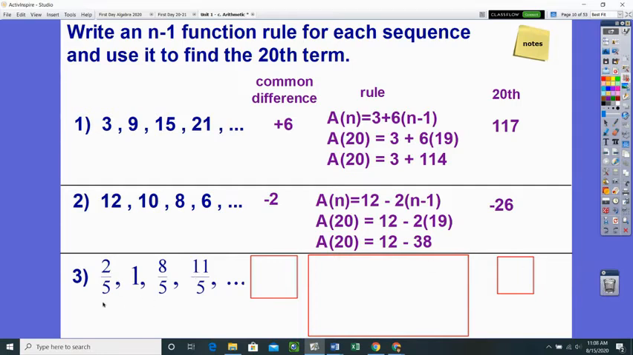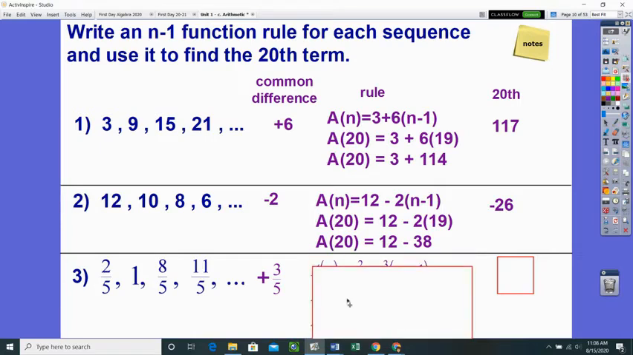The next one's a little bit harder to see what's going on, but I want you to remember that 1 is 5 over 5. So remember, rewrite that so you can see that. So you're going to have a 2 going to a 5, going to an 8, going to 11 in the numerators of these fractions. Common difference would be to add 3/5. So the a of n would be the first term plus the common difference times n minus 1. I'm going to substitute 20 in.